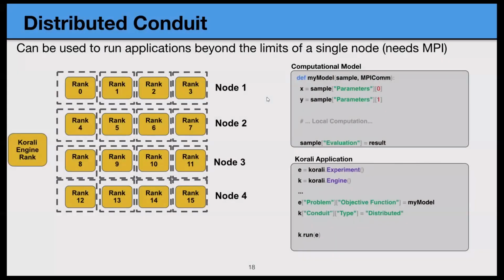So if you want to go beyond one node, you need to start thinking in a distributed fashion. And this is what Korali provides in the distributed conduit. It allows you to run on more than one node. So for example, you may be running on nodes which each have 4 cores.